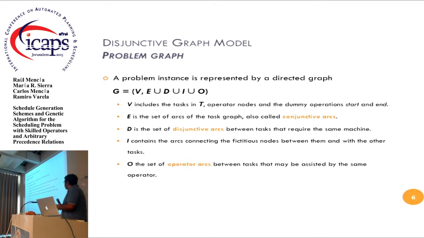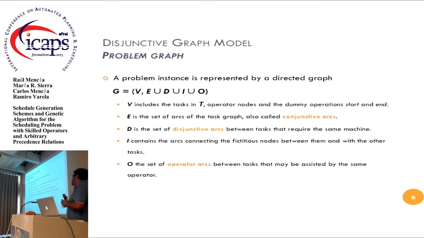Now I'm going to talk about the disjunctive graph model. A problem instance can be represented by a directed graph with a set of nodes that represent the tasks, as well as some fixed nodes to represent the start of the schedule, the end of the schedule, and the operators.